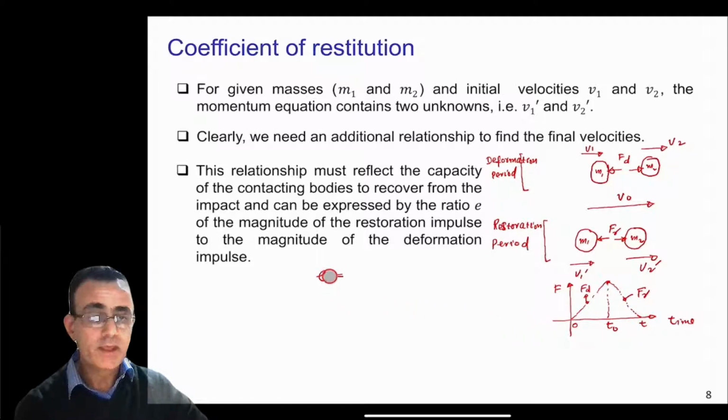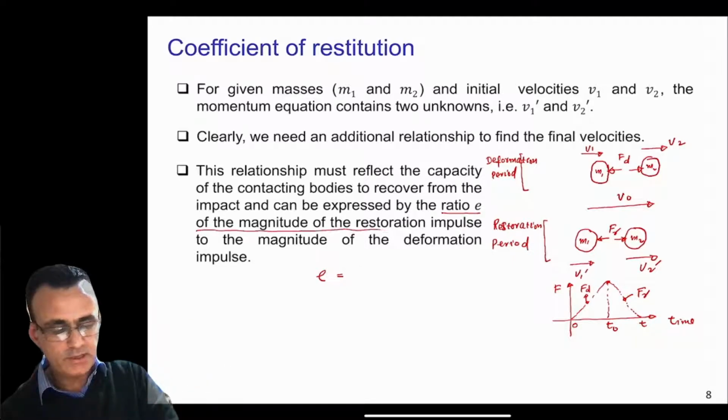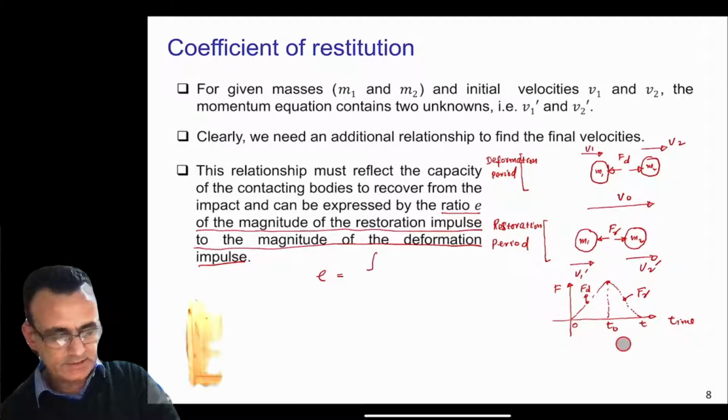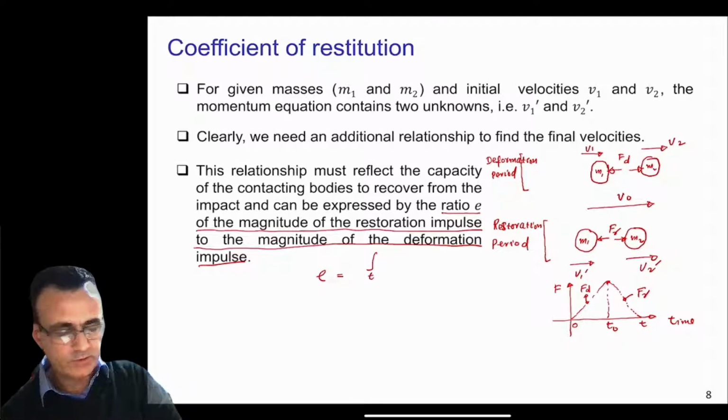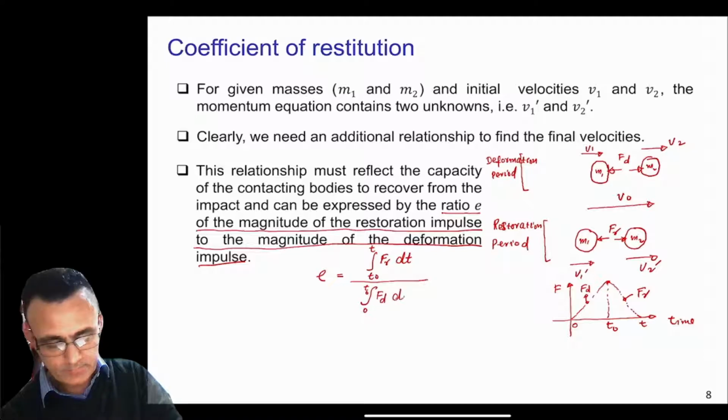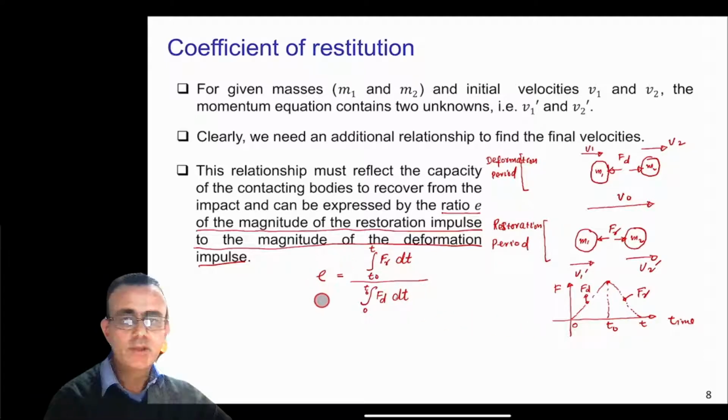So now in this case, e, the coefficient of restitution, is the way we define the ratio of the magnitude of the restoration impulse to the magnitude of the deformation impulse. Impulse is just the integration of force with respect to time. So the restoration impulse is from t0 to t. If you integrate this force, Fr dt, from t0 to t, and divide this by the deformation impulse, which is from 0 to t0, the integral of Fd dt, this is what we call the coefficient of restitution.